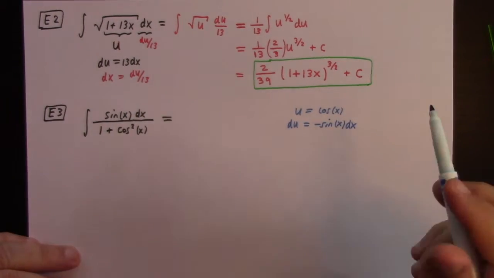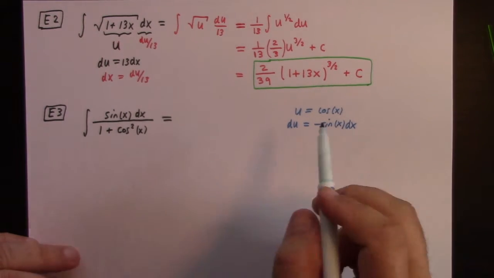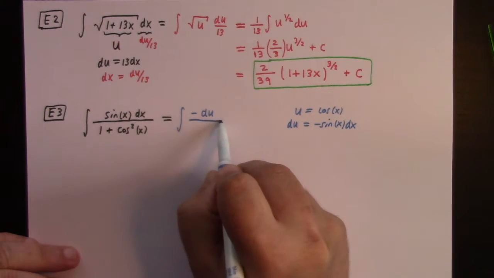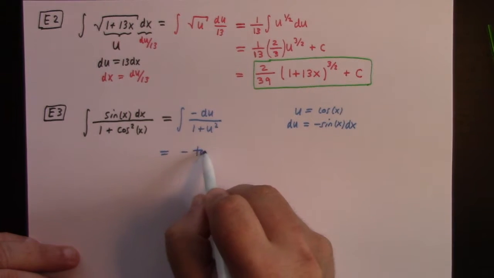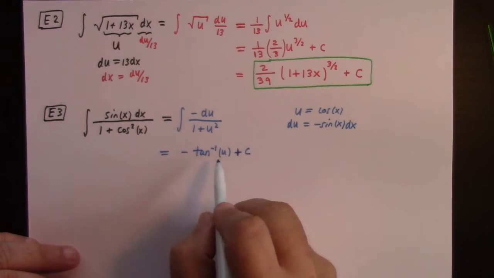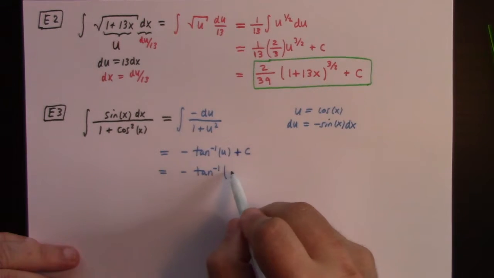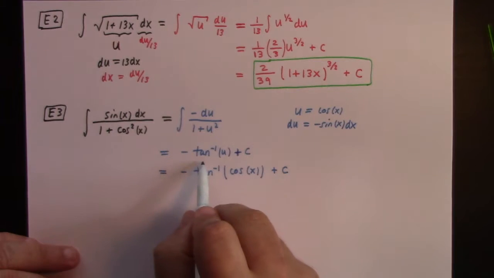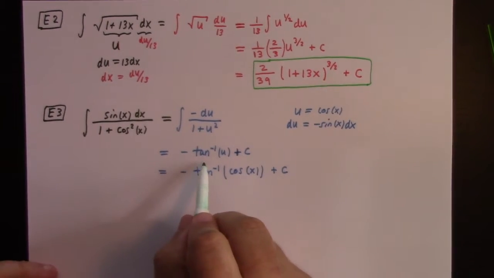Integral of minus sine x dx. And so this is actually the integral of minus du over 1 plus u squared. And there you go: minus inverse tangent of u plus a constant. Then undo the substitution: minus inverse tangent of cosine x plus a constant. And there it is. That is the integral.